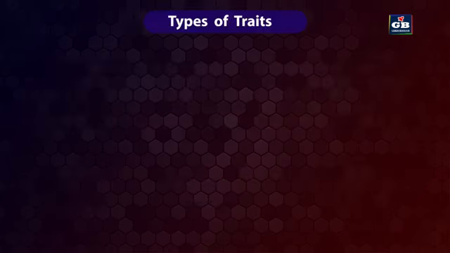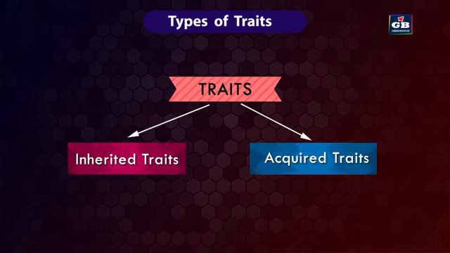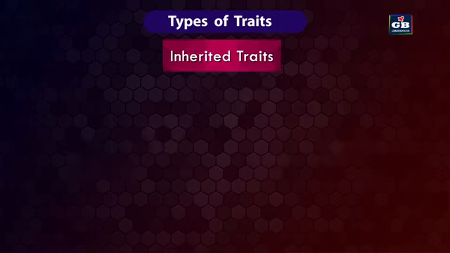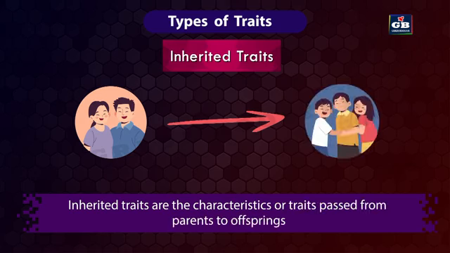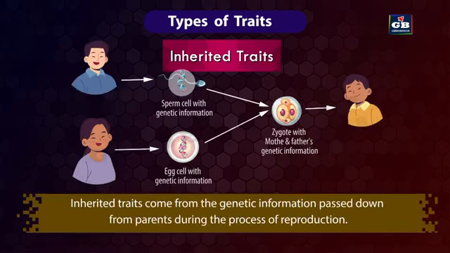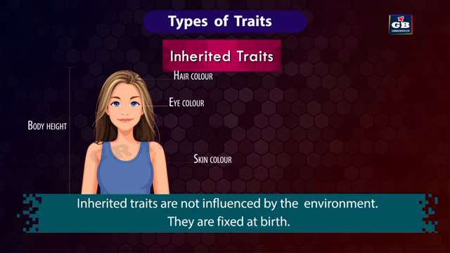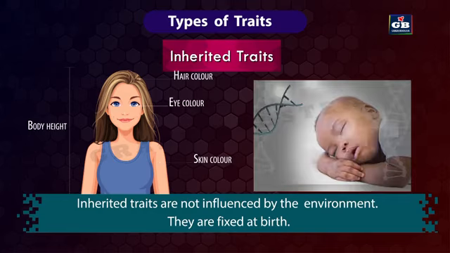Types of traits. The traits are of two types. They are inherited traits and acquired traits. Inherited traits. Inherited traits are the characteristics or traits passed from parents to offsprings. Inherited traits come from the genetic information passed down from parents during the process of reproduction. Inherited traits are not influenced by the environment. They are fixed at birth.